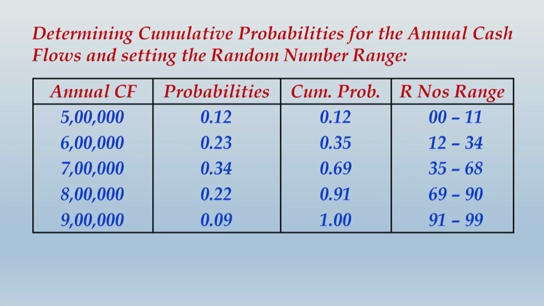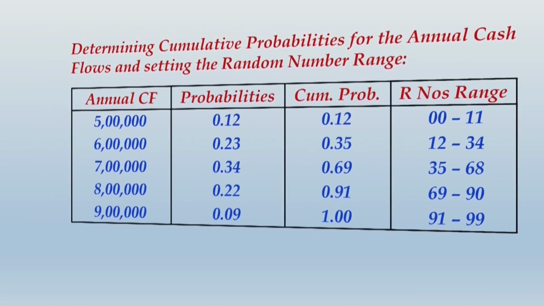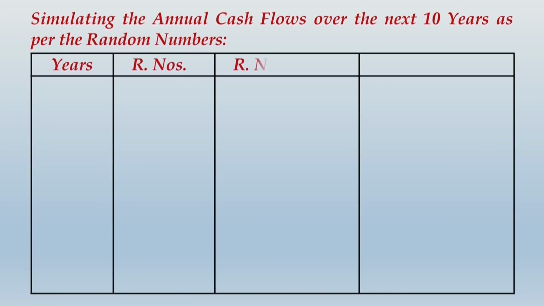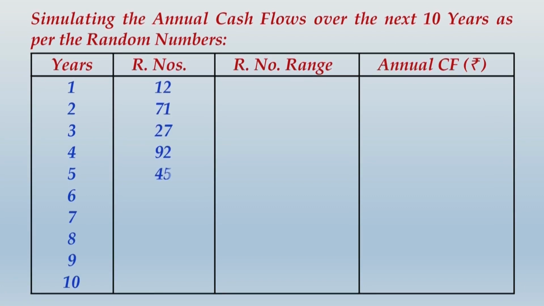Alright friends, once you have completed writing this table, what we need to do as the next follow-up step is simulate the annual cash flows over the next 10 years as per the random numbers given in the question. So you plot a table, and for each of the 10 years, you just copy the given random numbers in the question, and then you have to look into which random number range this random number will fit.